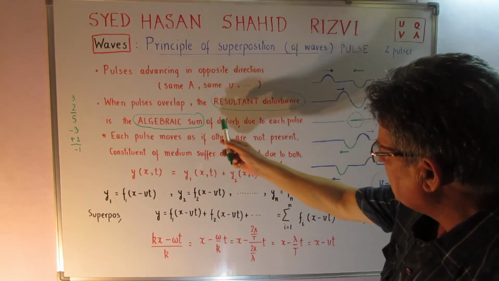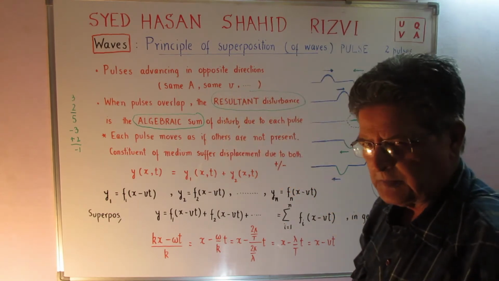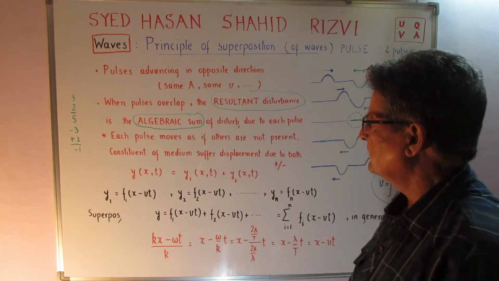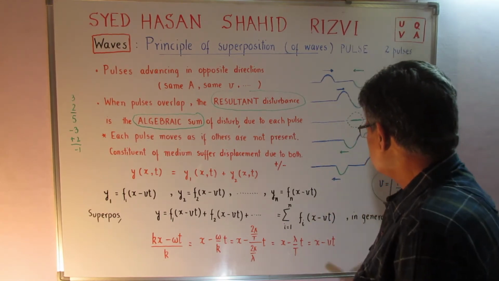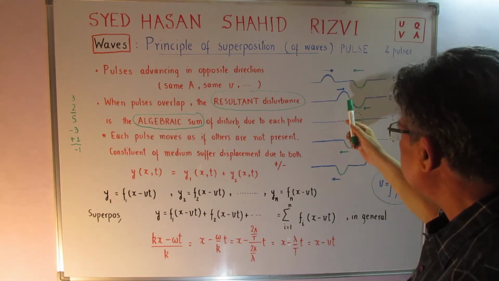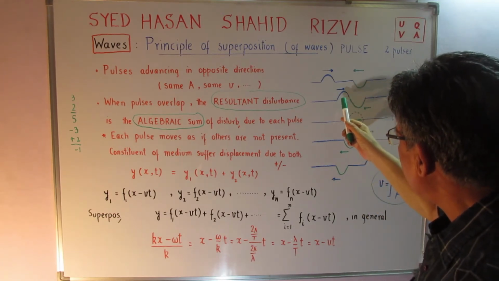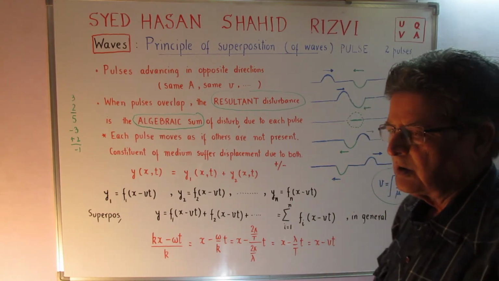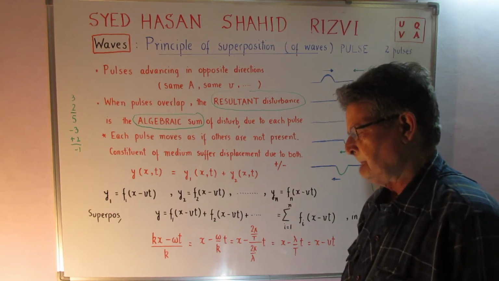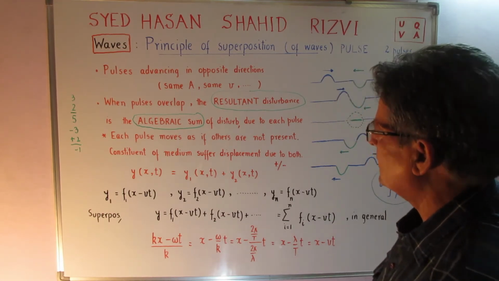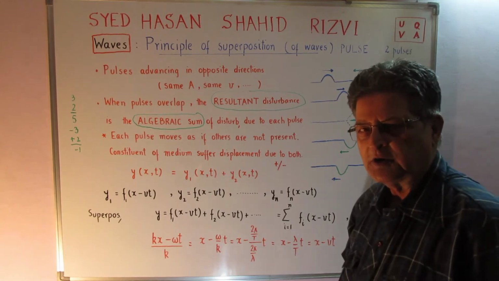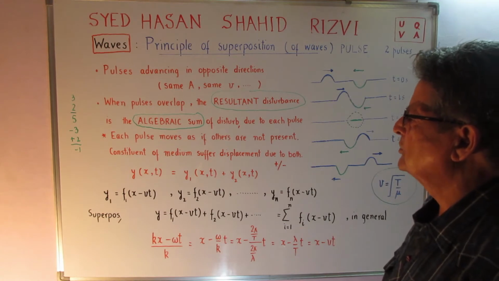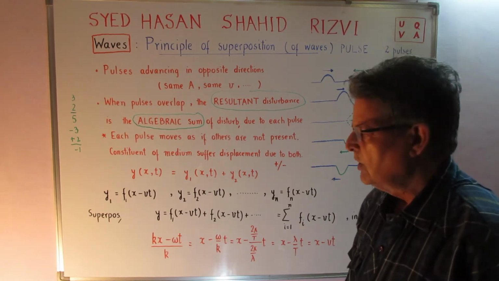It is the algebraic sum of the disturbances due to each pulse, and therefore they will vanish momentarily for some time. And of course I have not shown you what happens when they are advancing little by little, then a very interesting shape of the pulses will appear. How much they vanish, how much they do not, you can do it with the help of a pencil on a paper and see for yourself and enjoy what is happening.